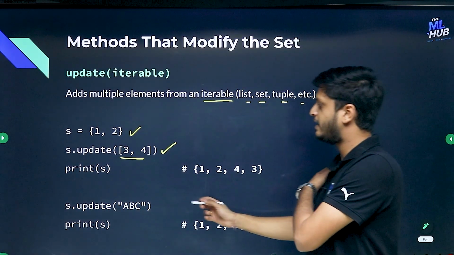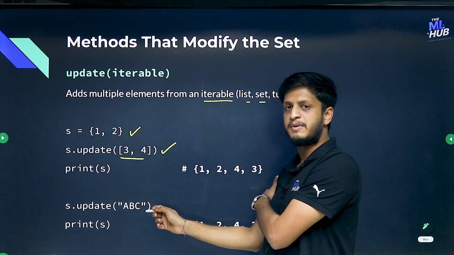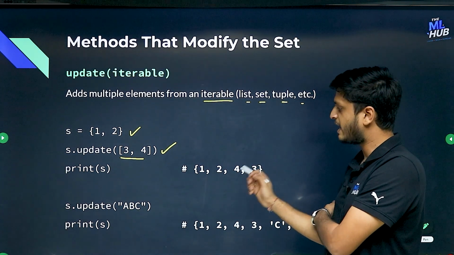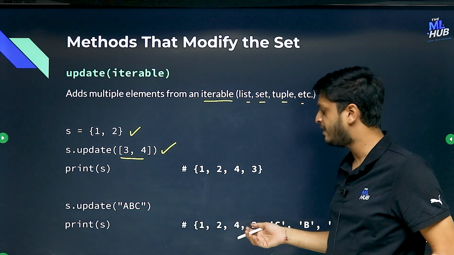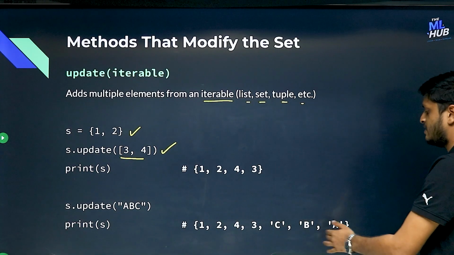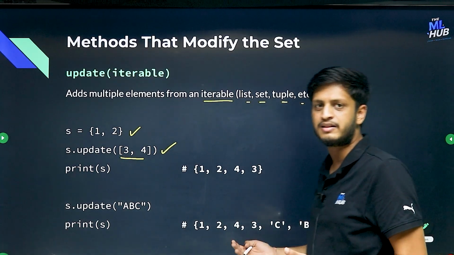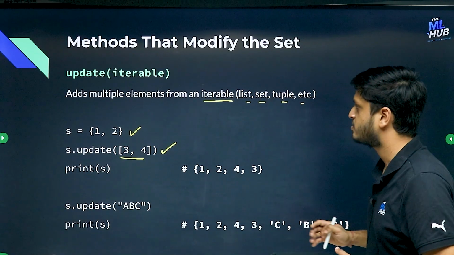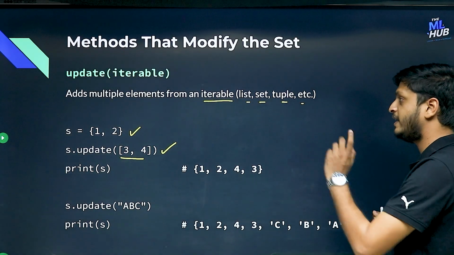Okay, now if you write s.update of a string containing ABC, in the same set 1, 2, 3, 4 are already there. So characters A, B and C will also be added. So now it will contain 1, 2, 4, 3, C, B, A. Order doesn't matter, order can be anything. When you print it, the order can be anything, okay? So this is how the update function works. It will take an iterable.